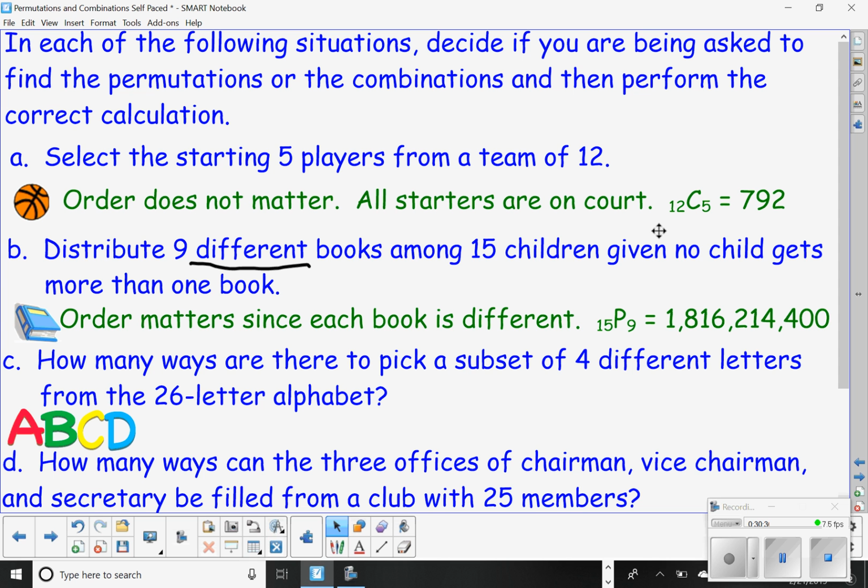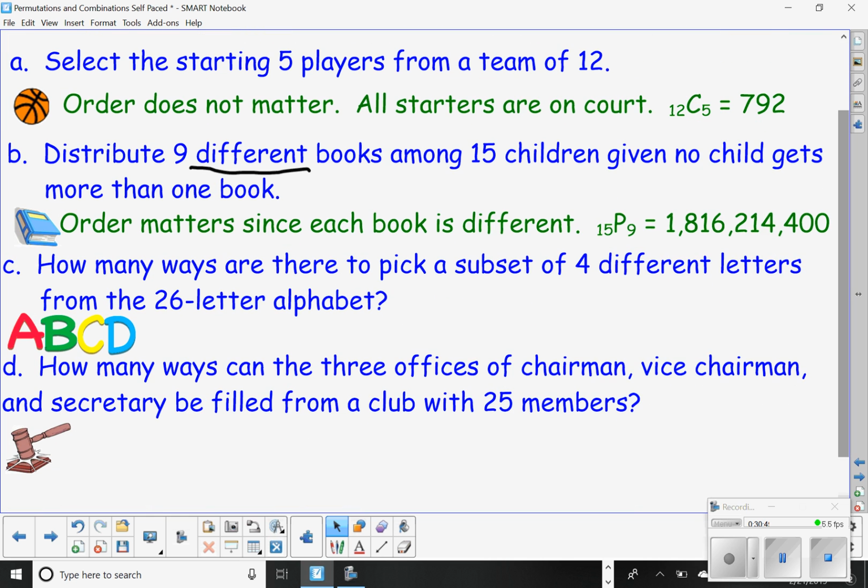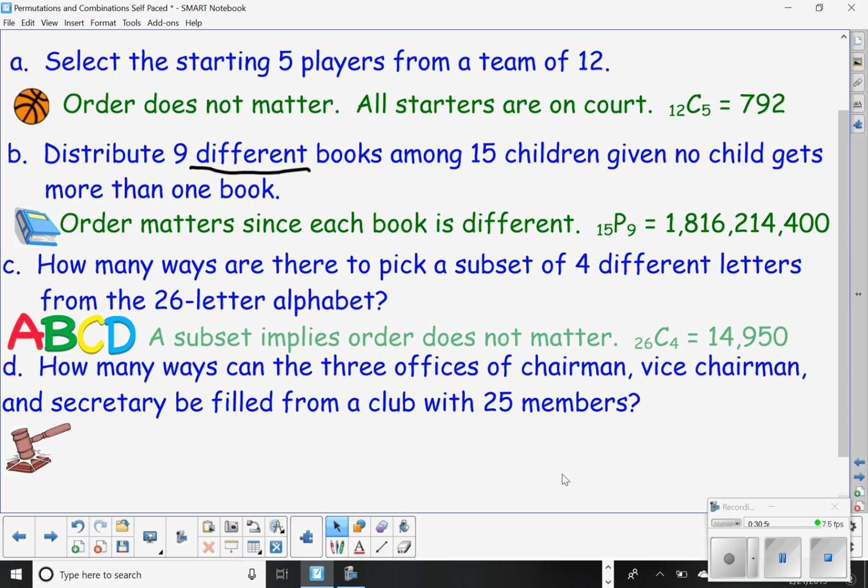Now, how many ways are there to pick a subset of 4 different letters from the 26-letter alphabet? Subset. This is where you just have to have the vocabulary. A subset is just a group. It's not in any particular order. So therefore, since order does not matter, this is just a combination.